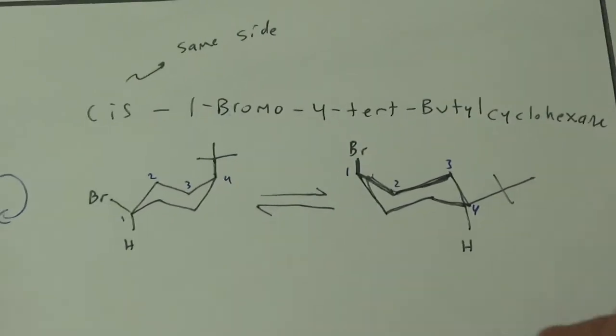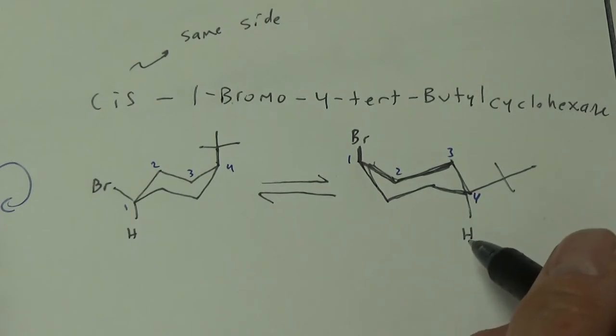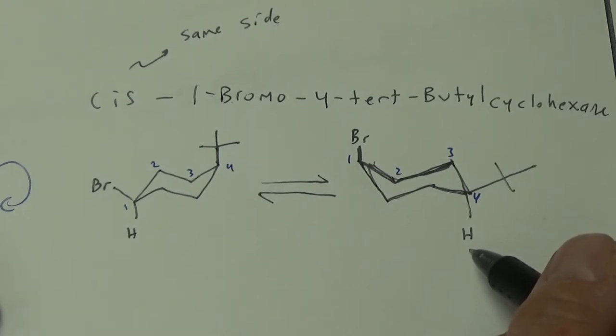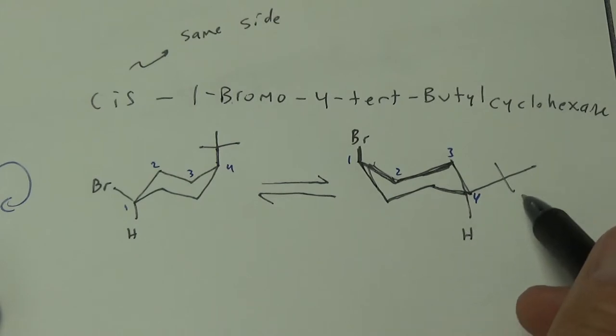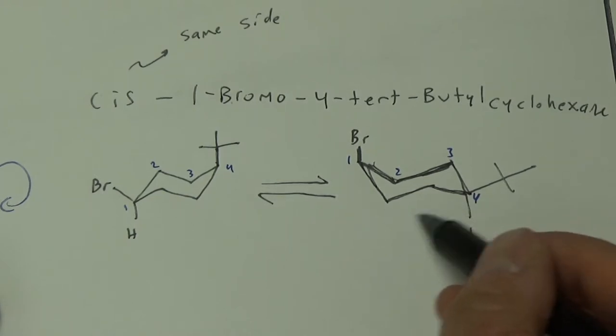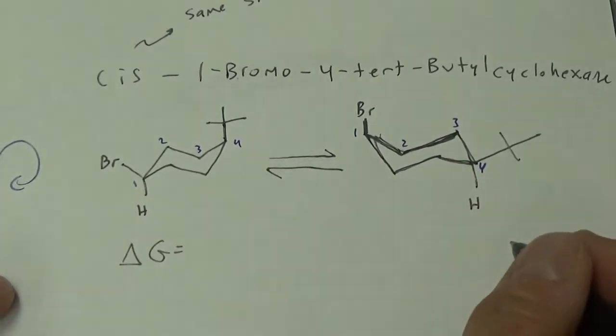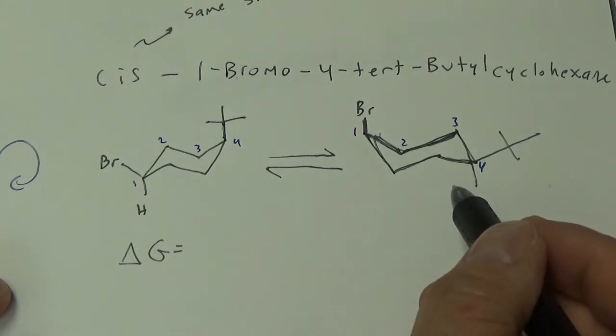Without doing any quantitation, which one is the favored one? We'll quantify it in a second, but which one's the favored one? The answer is, well, we know tert-butyl has a massively large number, and it really wants to be equatorial. So definitely the right side's going to be favored. We know that, so we predict the right side's going to be favored. But let's do the delta G now. That'll tell us, if the right side is favored, is delta G going to be positive or negative? It should be negative, right, for the right side favored.